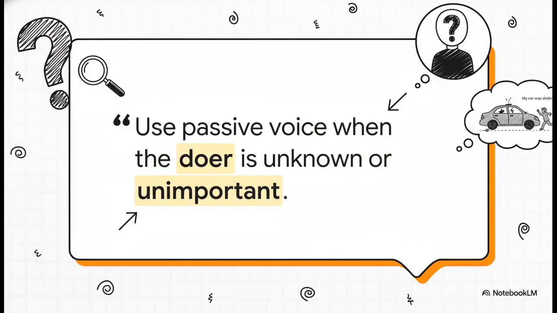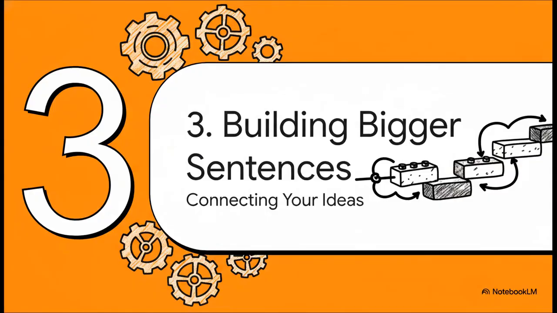So why would you even use the passive voice? Well, this quote nails it. You use it when you either don't know who the doer is, or you just don't care. Think about it. If you say, my car was stolen, you probably don't know who stole it. The important part of that story, the real focus, is your car. All right, we've got our core parts, we've got our engine, and we know how to direct its power.